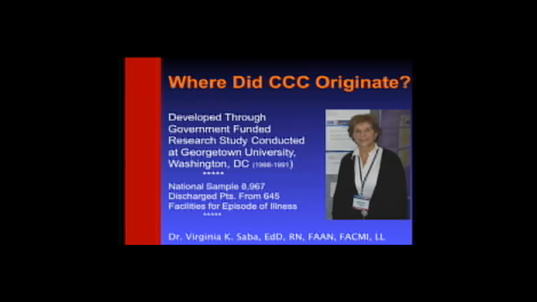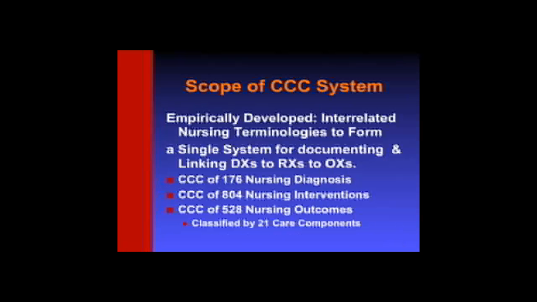The CCC was empirically developed from a federally funded national research study conducted to develop a computerized classification system to predict patient resource needs and evaluate their outcomes. From the beginning, the goal was to develop a classification for the electronic health record. Live patient care data were collected from almost 9,000 patient records from over 600 healthcare facilities across the country.